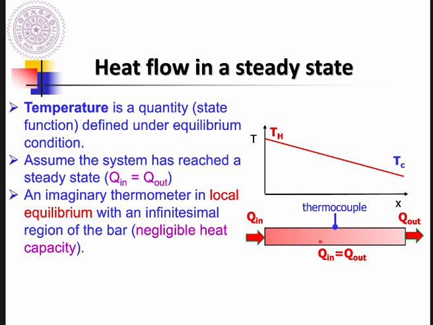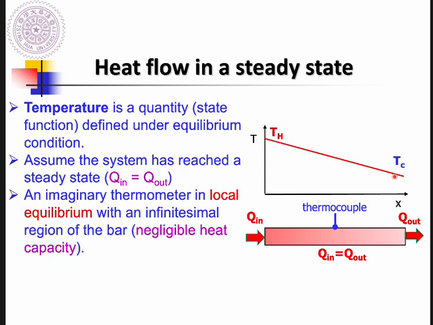And we also find that, because the heat Q in equals Q out, there is no heat stored inside this metal material. So the temperature distribution does not change with time, which means that when you measure the temperature at 1 hour after, the distribution looks like this. But 1 day after, it also looks like this.